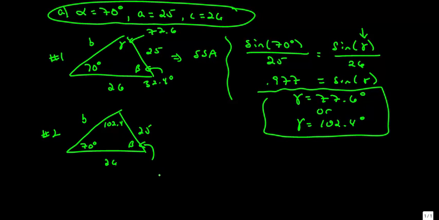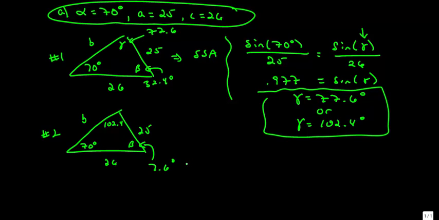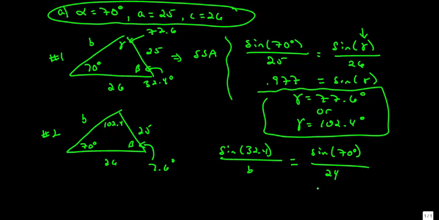And in this triangle down here, it's going to be 180 minus the 70 minus the 102.4. So 7.6. So this is a real small angle down here. And to figure out the side lengths for B, you just go ahead and repeat this process here. So we go sine of B, so 32.4, over B is going to be equal to sine of alpha over 25. Okay, and you just go ahead and solve that for both of those.